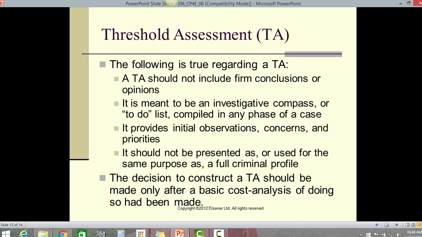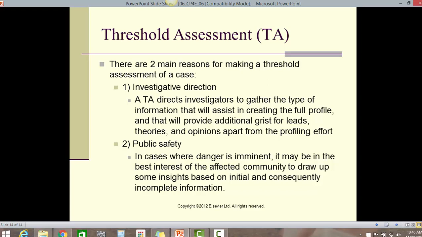A TA should not include firm conclusions or opinions. It is meant to be an investigative compass or to-do list compiled in any phase of a case. It provides initial observations, concerns, and priorities. It should not be presented as or used for the same purpose as a full criminal profile. The decision to construct a TA should be made only after a basic cost analysis of doing so has been made. There are two main reasons for making a threshold assessment of a case.